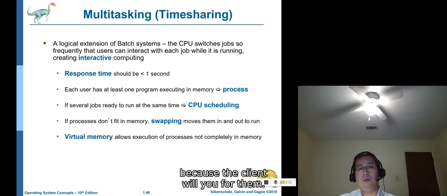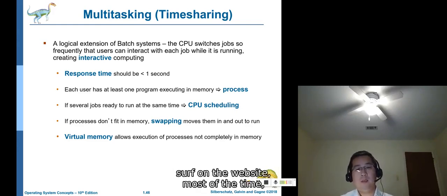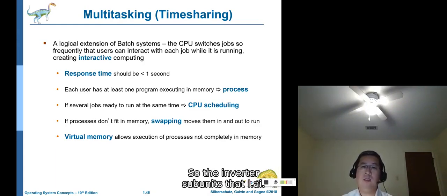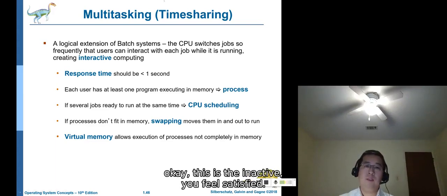Because, for example, once you are surfing a website, most of the time you don't do anything, right? You just read, and then occasionally you scroll down or up, or click. When you are doing that, you don't need to use the CPU. You are looking at the screen, you are thinking. So in fact the CPU is idle there, so you can allow another user to share the resource. This is the idea, as long as it makes you feel this is interactive and you feel satisfied.